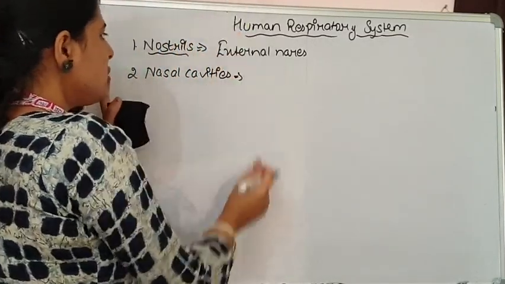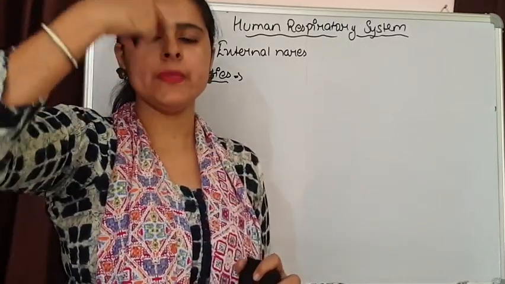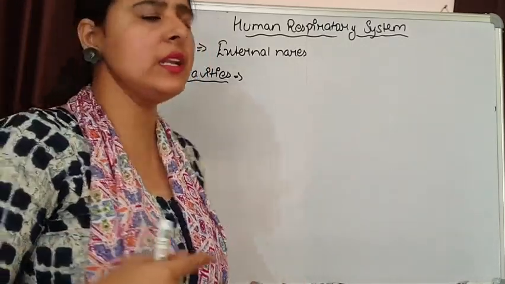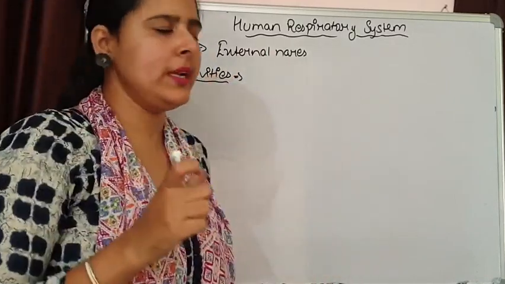How is the distinction between the nasal cavities formed? Basically, there is a septum, a line that is made up of cartilage, and this septum is going to divide these nasal cavities.